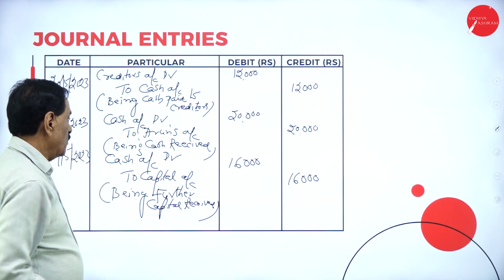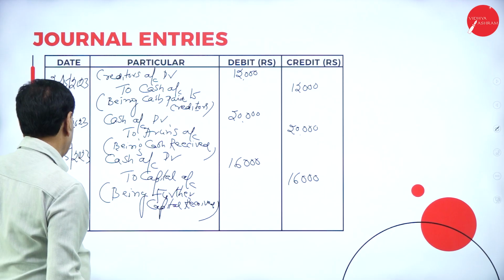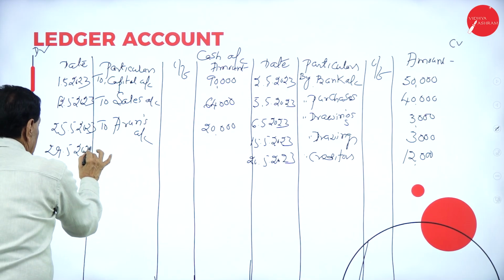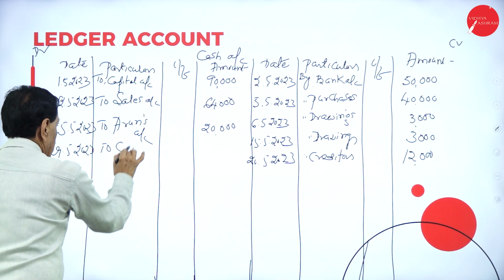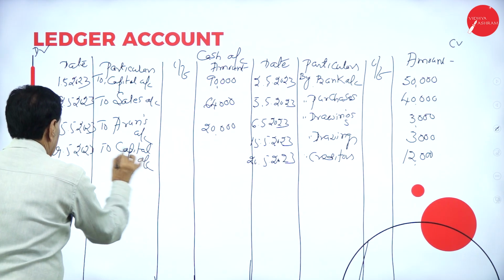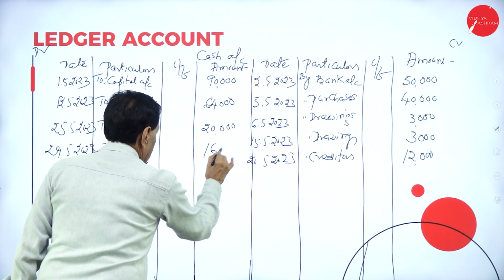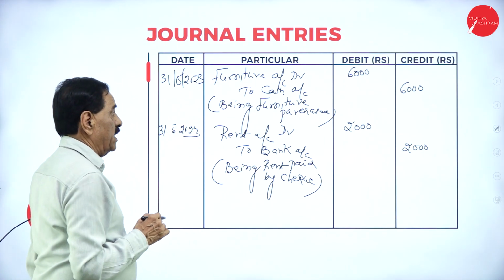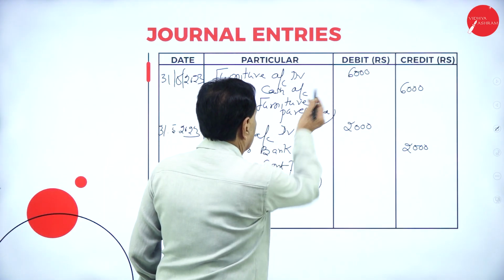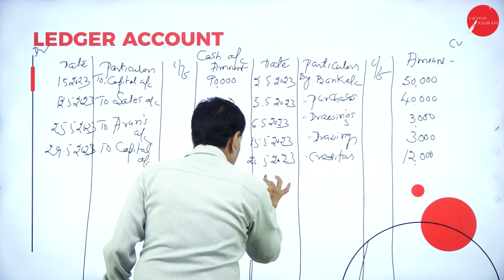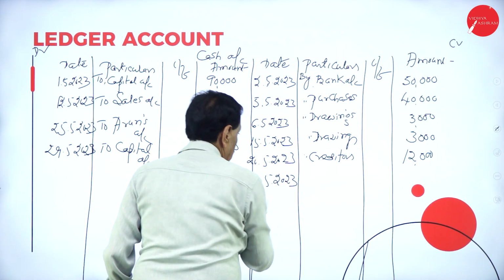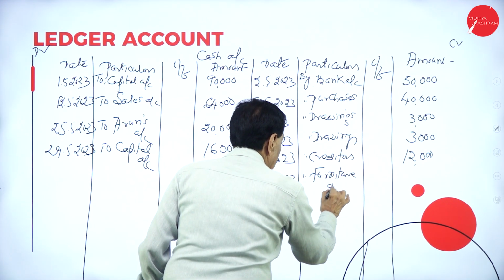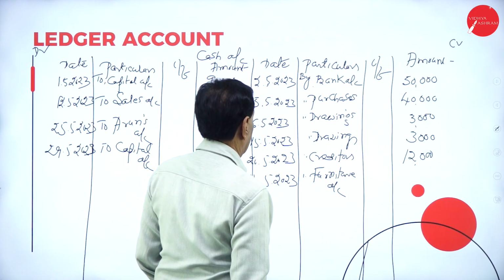Over. Then cash account, further capital received. How much money? 16,000. 29th, to capital, 16,000. Then 29th over. 31st. Furniture account debit to cash account. Cash is going out, 6,000. By furniture, we purchased furniture to the extent of 6,000.